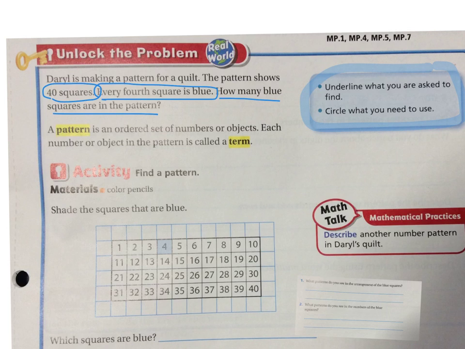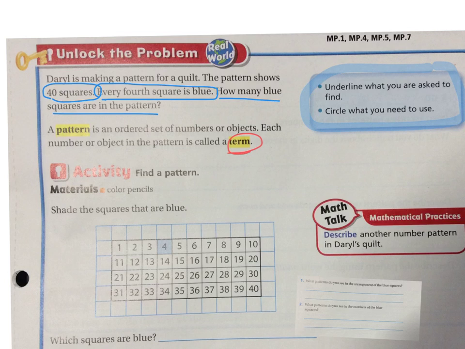A pattern is what we call an ordered set of numbers or objects, right? We can make patterns in life all the time, right? Ever since you guys were in preschool or in kindergarten, you've been looking for and describing patterns. Well, we can also make patterns in numbers too, using numbers, okay? This might be a new word for you. Every object or number in a pattern is called a term, okay?